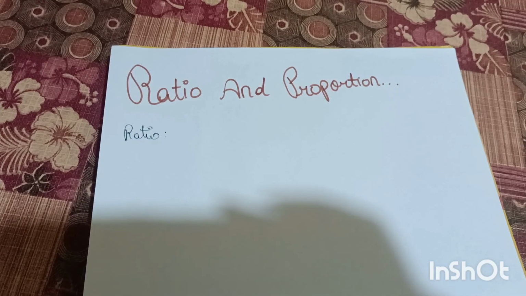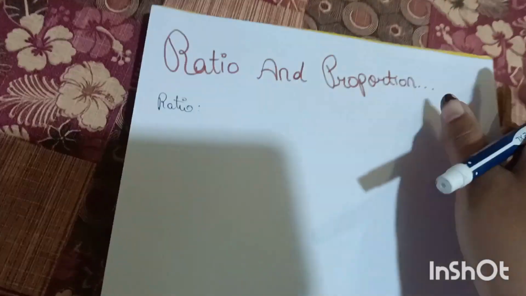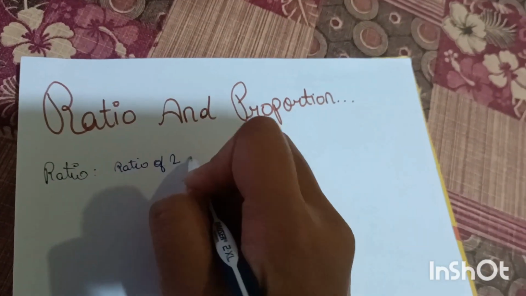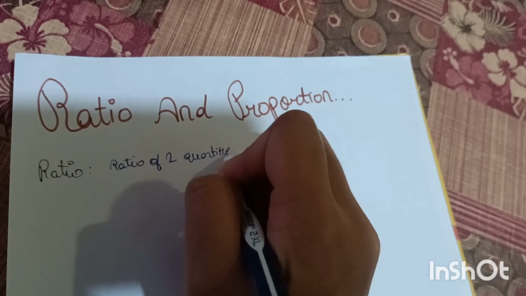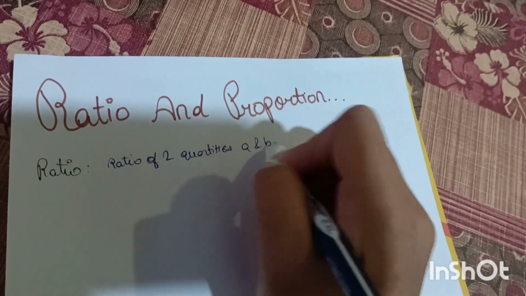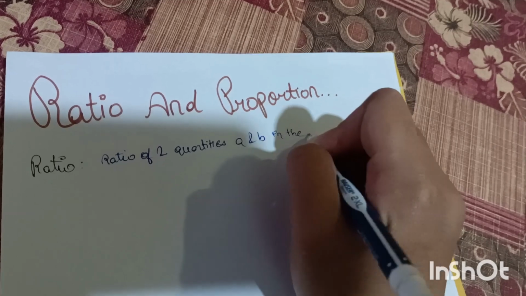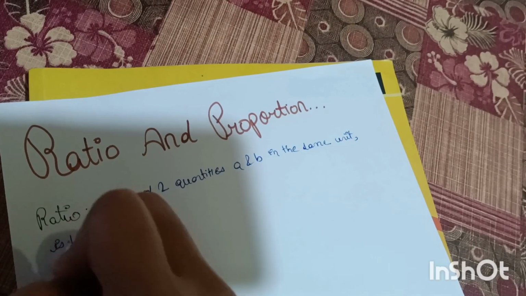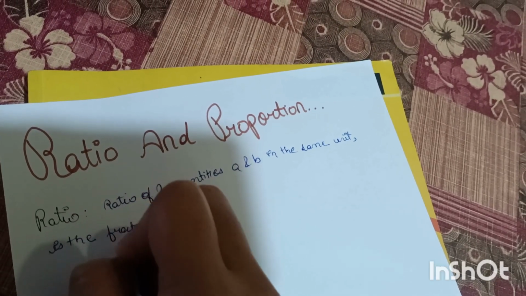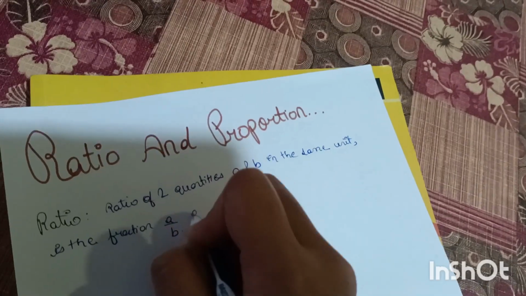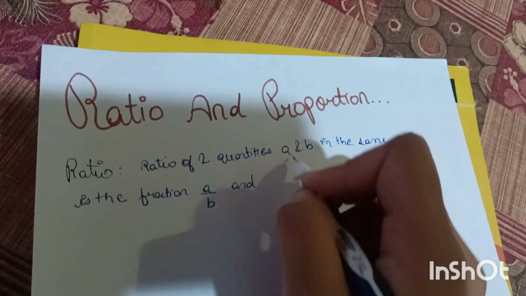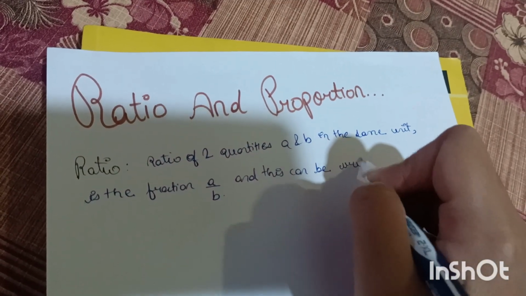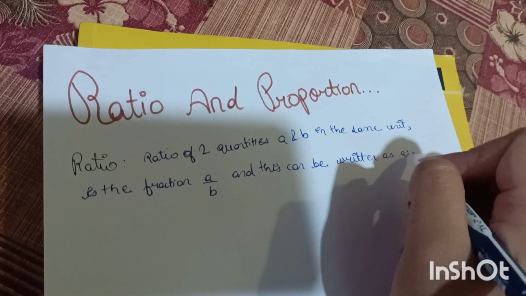So first, let's see what ratios are. For ratios, the ratio of two quantities A and B in the same unit is the fraction A upon B, and this can be written as A ratio B.